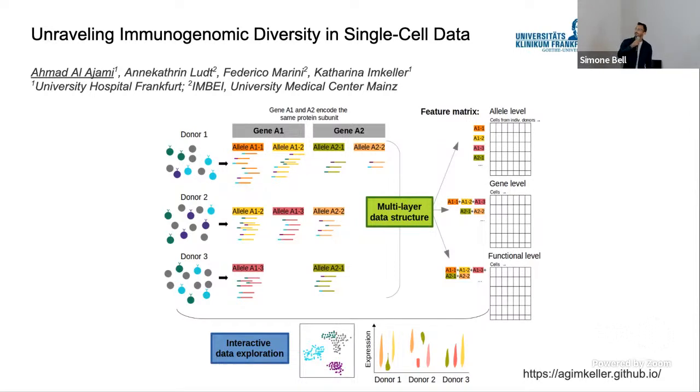So in our poster, we introduced the idea behind our new computational approach, which is to take into account those bioinformatic challenges that arise from immunogenetic diversity, simply by quantifying immune gene expression at the allele, gene, and functional level. If you're interested to learn more about this, please visit me at my poster. Thank you.